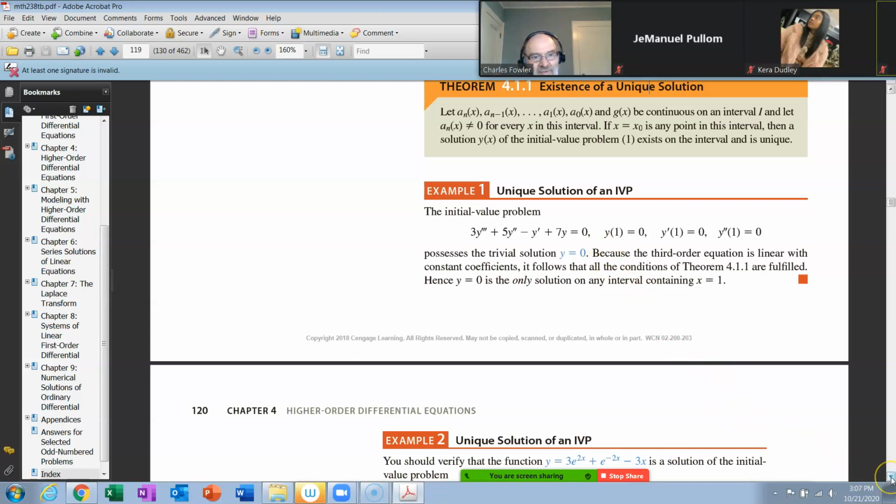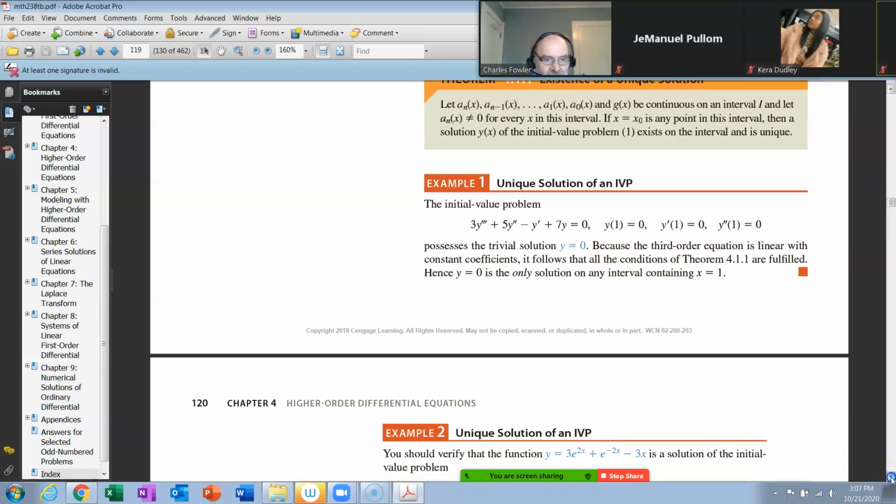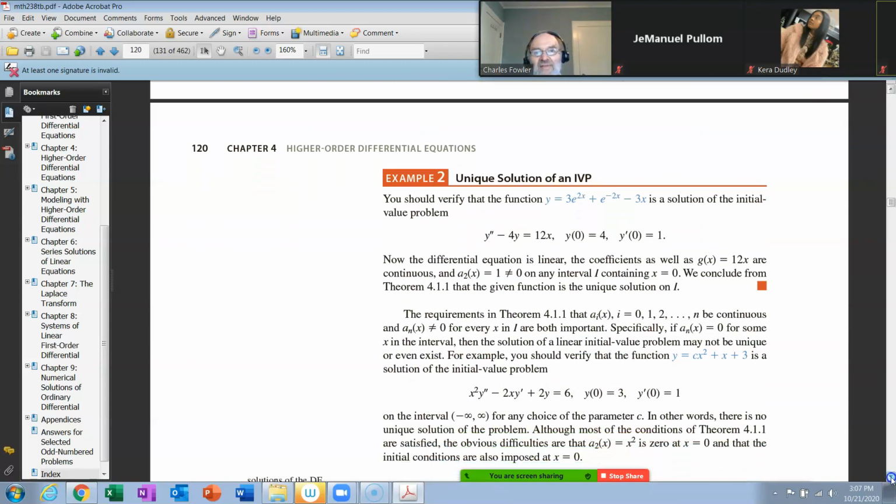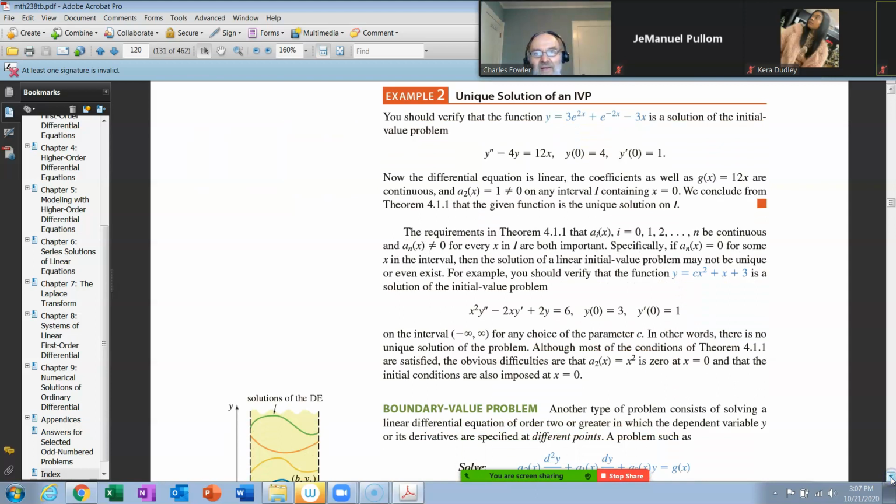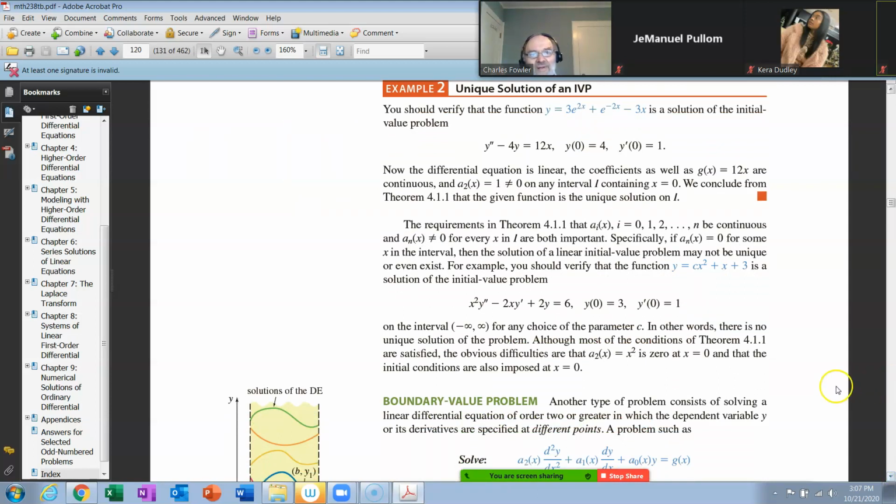Okay, let's move to example 2. That was way too easy, wasn't it? Okay. How about uniqueness of an initial value problem? Now, here's your solution. Y is equal to 3e to the 2x plus e to the minus 2x minus 3x. They claim that that function is a solution of this initial value problem. Y double prime minus 4y is equal to 12x. With this initial condition, y of 0 is equal to 4 and y prime at 0 is equal to 1.